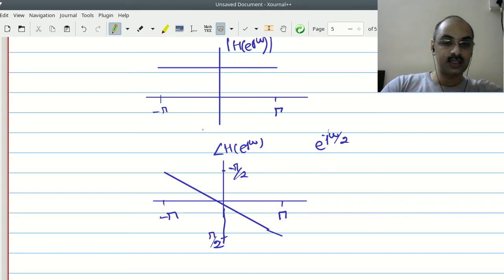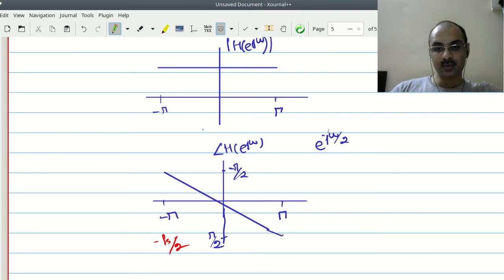So remember, in the continuous time, this corresponds to the frequency minus fs by 2. This corresponds to the frequency fs by 2. Similarly, these phases also correspond to certain time notations. Which means that this pi by 2 and minus pi by 2 are going to correspond to actually some time.